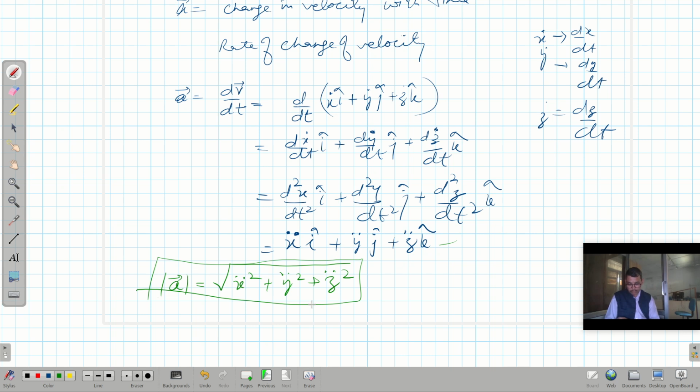Now let me talk about how velocity in plane polar coordinates can be written. Here I have talked about it for 3 dimensions, and next for 2 dimensions, how velocity and acceleration are written.